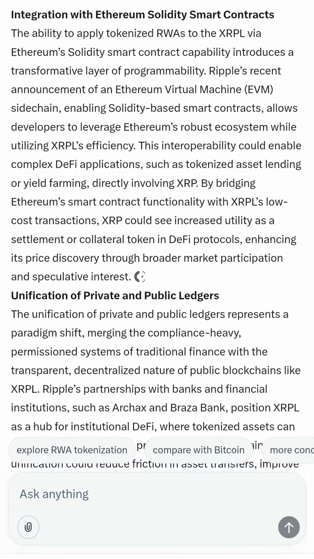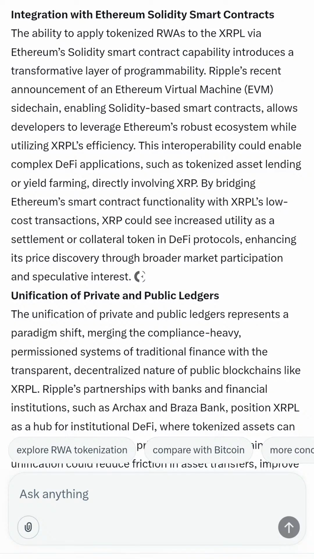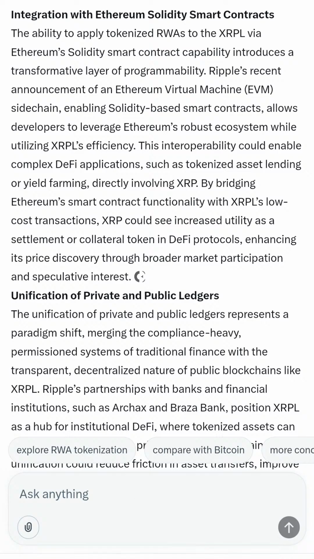The unification of the private and public ledger. All right, so look at this, folks. Again, both of them are calling it a paradigm. The unification of private and public ledgers represents a paradigm shift, merging the compliance-heavy permission systems of traditional finance with the transparent, decentralized nature of public blockchains like XRPL.